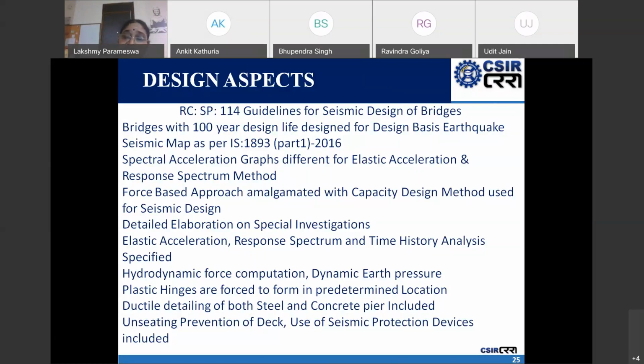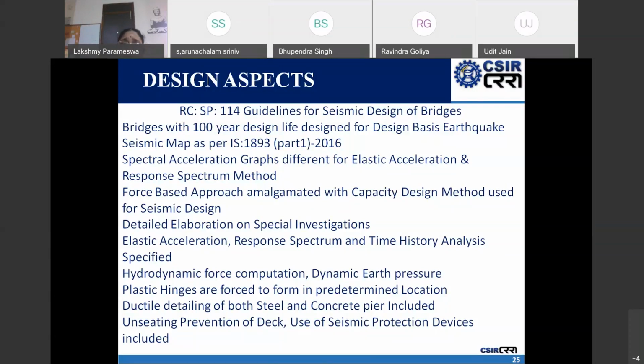Then there are 3 methods given for the analysis, that is elastic acceleration, response spectrum or time history method, and which are to be adopted for what type of bridges. Very clear-cut specification has been given to help the designers. Then hydrodynamic force computation or the dynamic earth pressure, that is for the design of abutment, how this can be addressed, the dynamic earth pressure, that is also given.